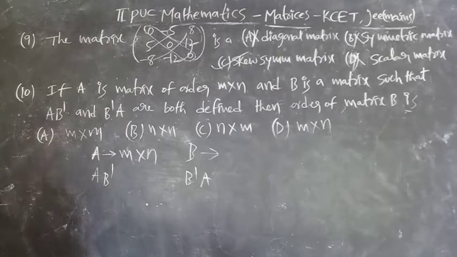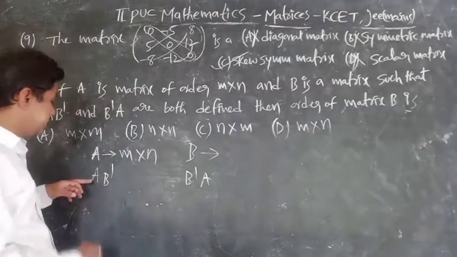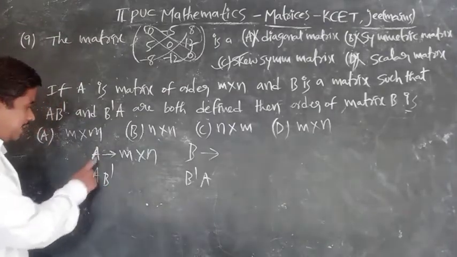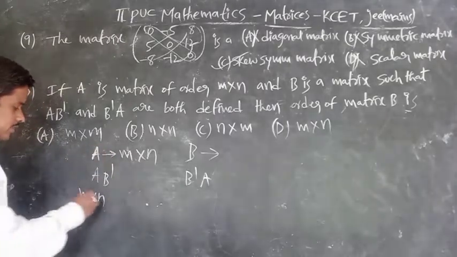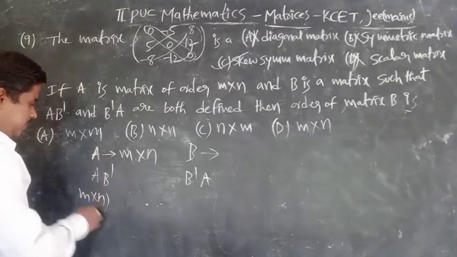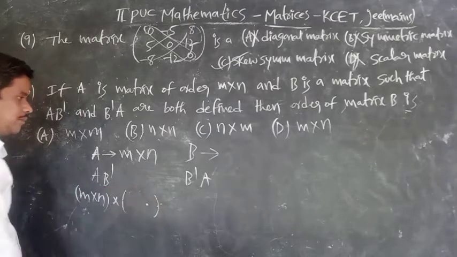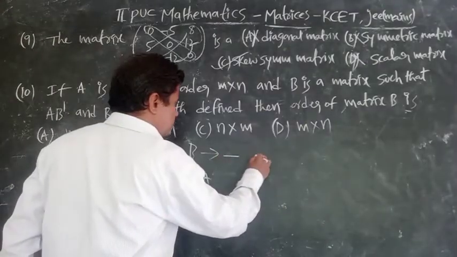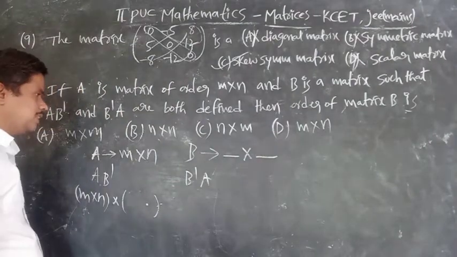Okay, my dear students, see. AB' is defined. So what is the order of the A matrix? M by n. This is the A matrix, multiplied by the B' matrix.